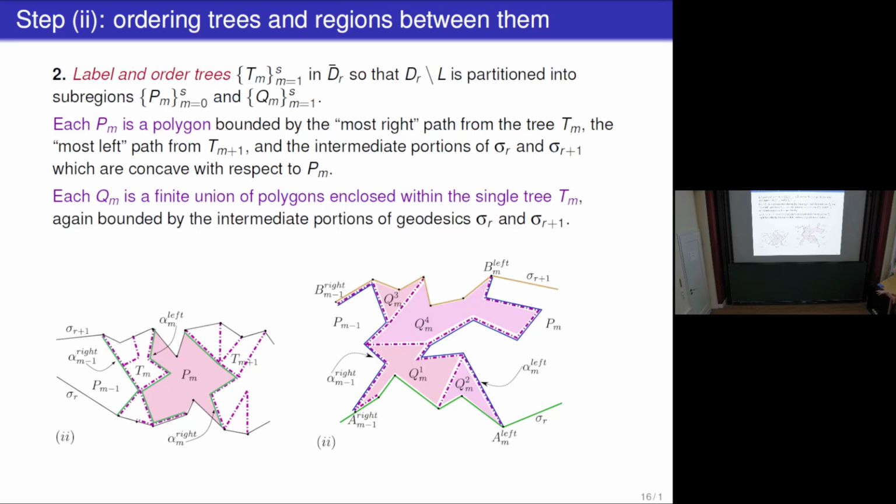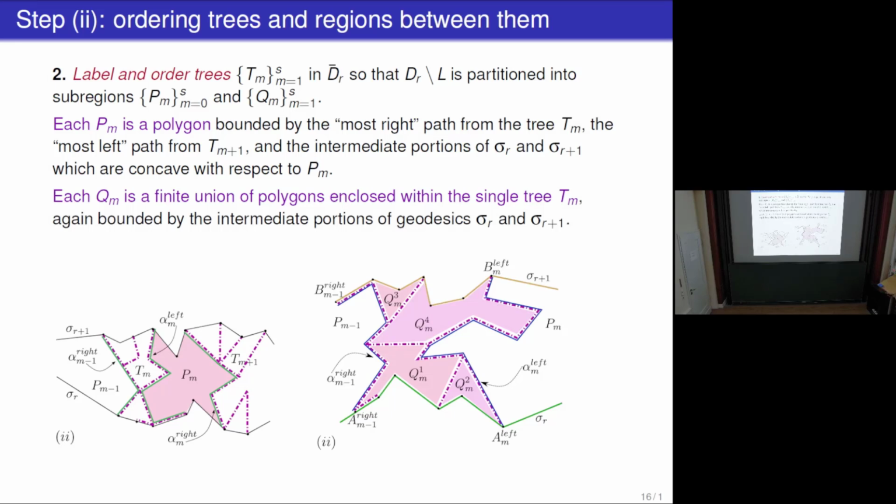So this is some sigma r geodesic, and this is the r plus 1 geodesic. And in between, what is keeping them apart are those trees, those cuts, the structure of cuts. So I have some tree which I call Tn and another tree Tn plus 1. And I have regions between the trees. This region, which I call Pm here, is in between the rightmost path in the tree Tn and the leftmost path in the tree Tn plus 1. Okay, and the upper boundary is given by the geodesic.